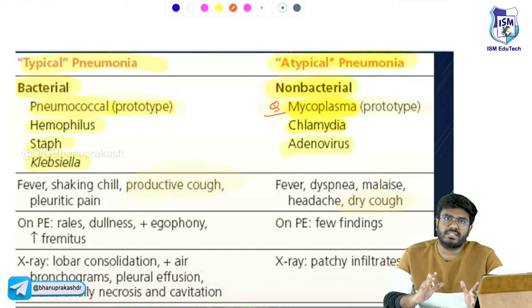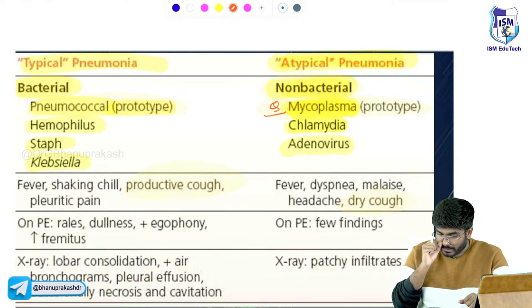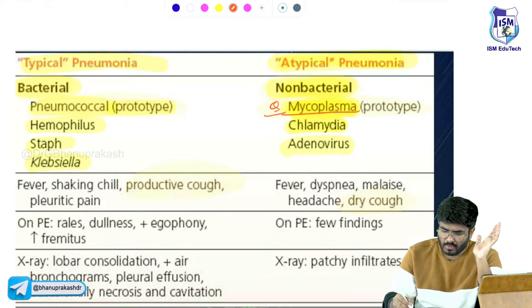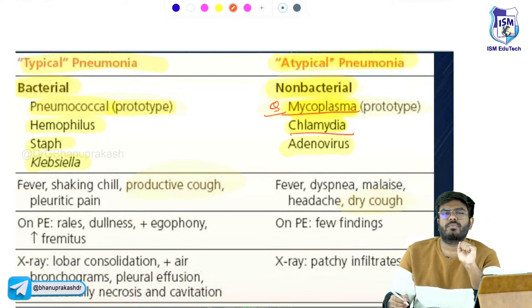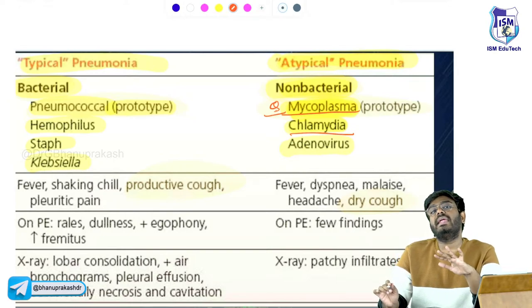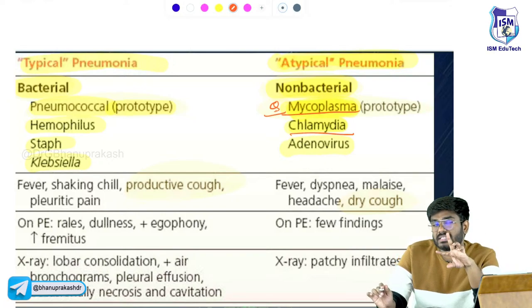There is a little difference that is seen. What are the differences between typical and atypical pneumonia? Before telling you that, typical pneumonia is because of bacteria, and atypical pneumonia is generally of non-bacterial origin. But mycoplasma and chlamydia are also bacteria, generally speaking, yet they cause atypical pneumonia. What is atypical, sir? What is that difference, sir?